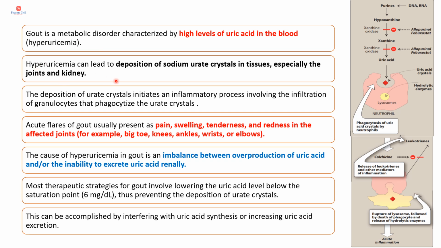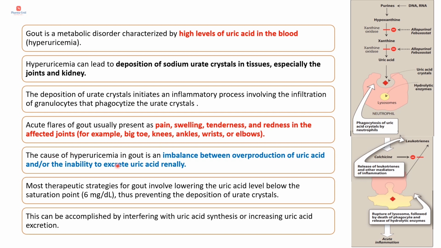This hyperuricemia can lead to deposition of sodium urate crystals in the tissues, especially in the joints and the kidney. That is, gout mainly affects the joints as well as the kidney. The deposition of urate crystals initiates an inflammatory process involving the infiltration of granulocytes, mainly the neutrophils, that phagocytize the urate crystals. The symptoms of acute gout mainly involve pain, swelling, tenderness and redness in the affected joints, for example, the big toe, knees, ankles, wrists or elbows.